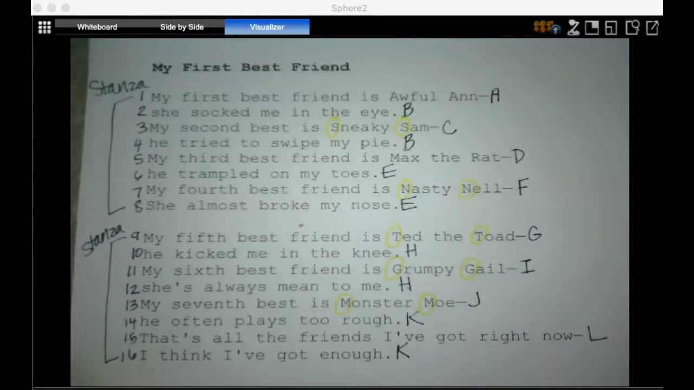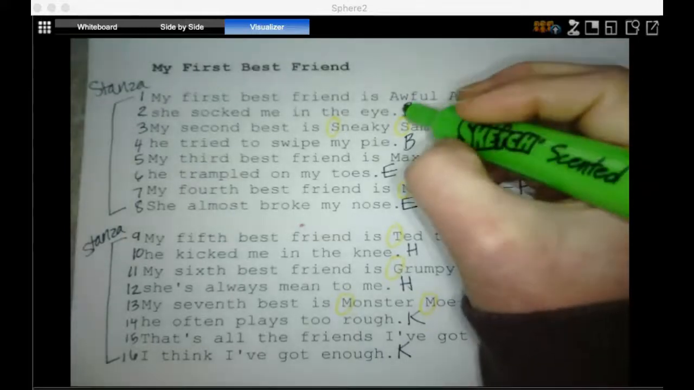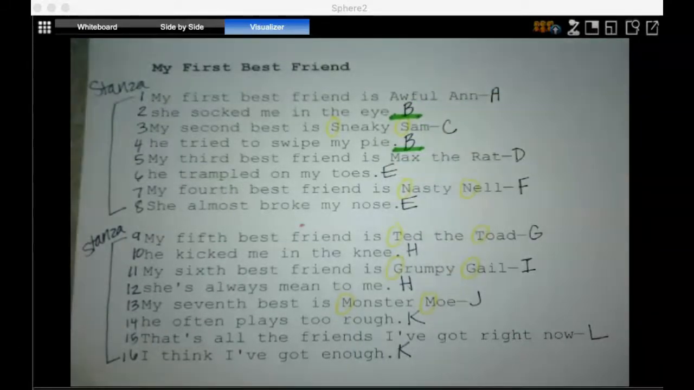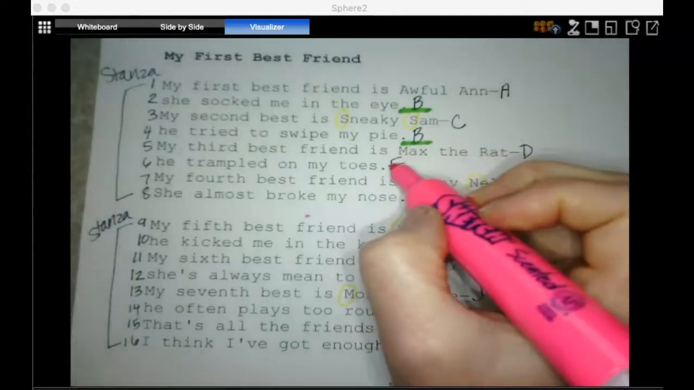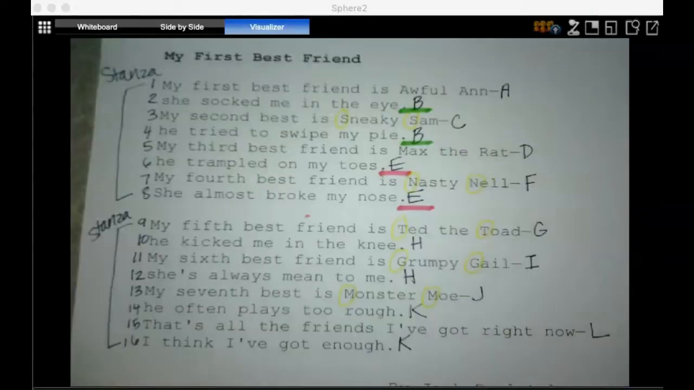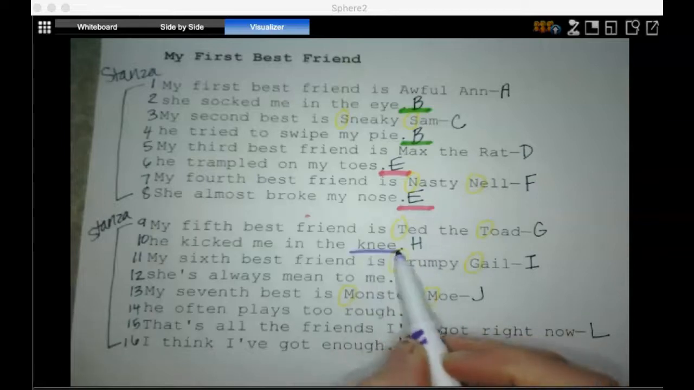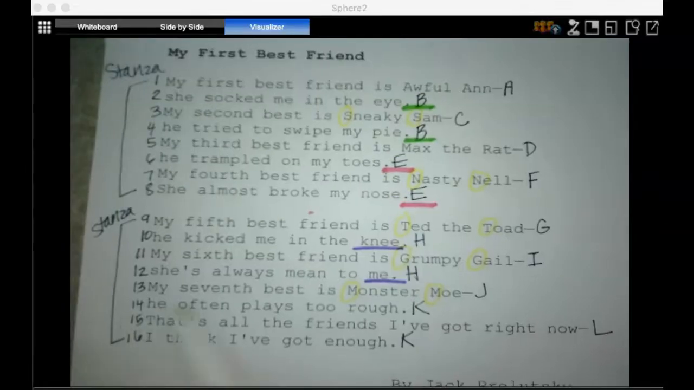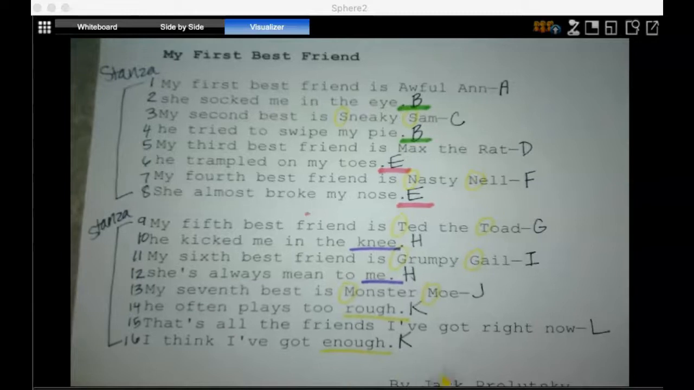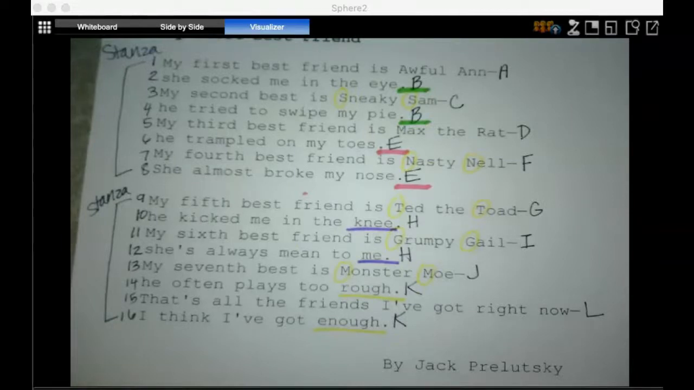So the reason I would go through and do that is because you'll notice I've got rhyming words at the end of lines 2 and 4, rhyming words at the ends of lines 6 and 8, rhyming words at the end of lines 10 and 12, and more rhyming words at the ends of lines 14 and 16. So I can see that one pattern that Jack Prelutsky decided to use in this poem is that he would use rhymes for every other line.